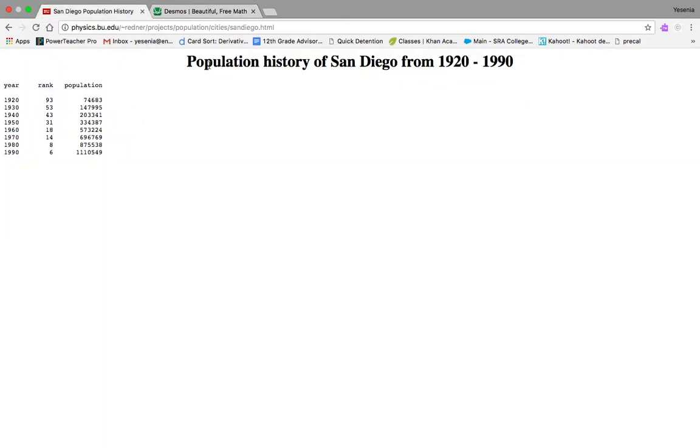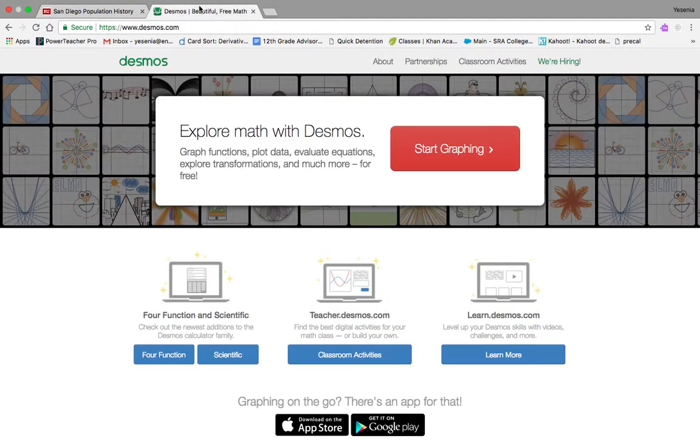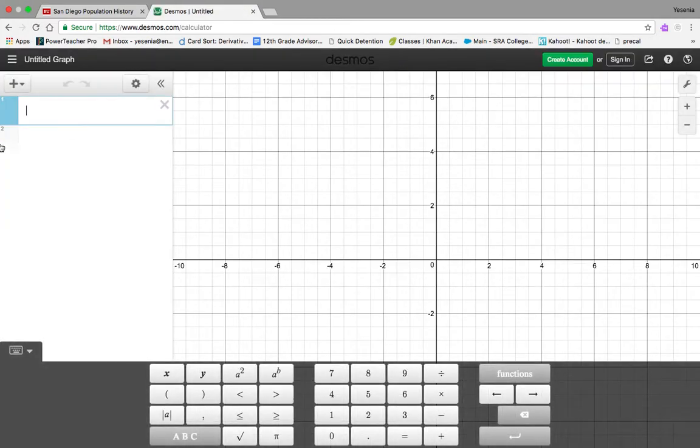I searched on Google, population history San Diego. Great, I found a range from 1920 to 1990, and I got some population data here. So I'm going to go ahead and start doing this for San Diego. I'm going to show you guys how we do our three models.